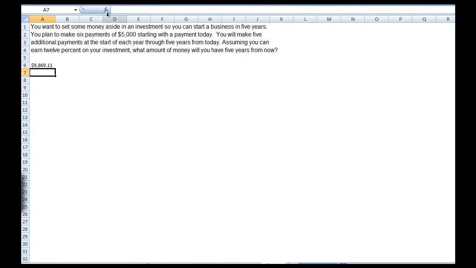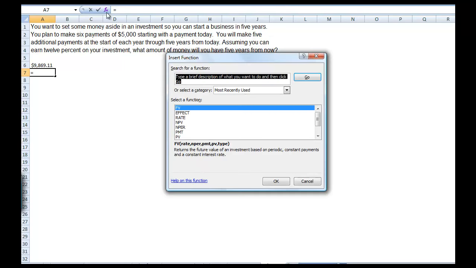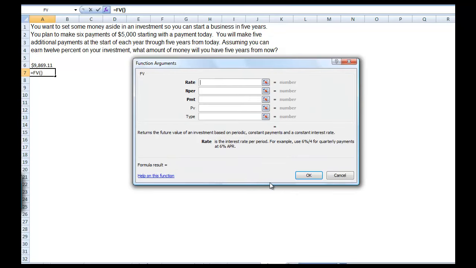Okay, so now we're going to calculate the second part of this, and again we're going to be doing a future value, only this time we have an annuity. So let's put in our rate. It's still 12%, and we still have 6 periods, and our payments are minus $5,000.